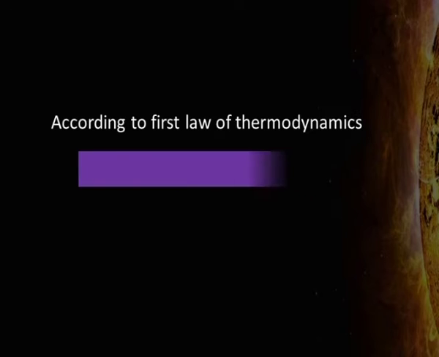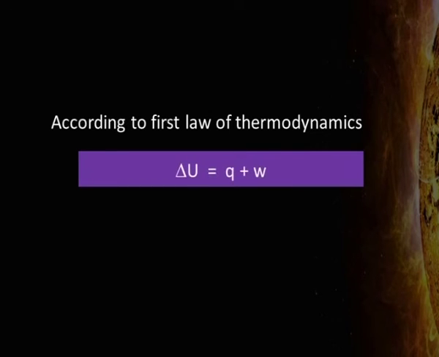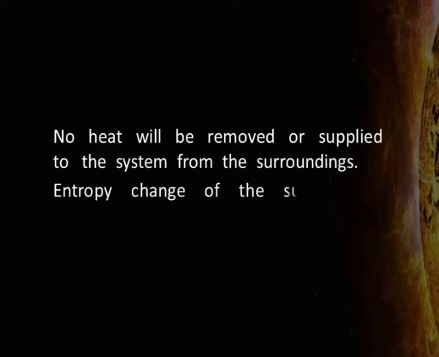Now according to the first law of thermodynamics, you know that delta U equal to Q plus W. Here delta U is equal to 0 and W is also equal to 0. Hence we will get Q equal to 0. Therefore, no heat will be removed or supplied to the system from the surroundings. Hence, we can say that the entropy change of the surroundings will be equal to 0.